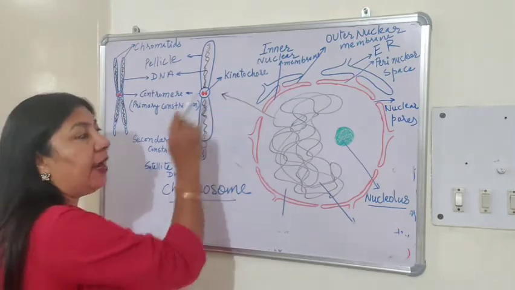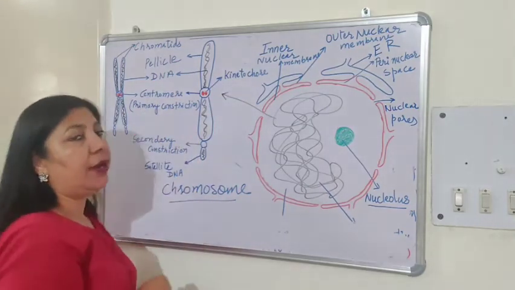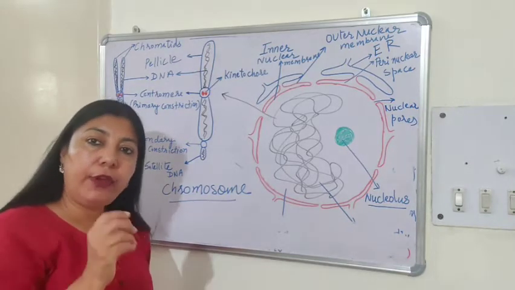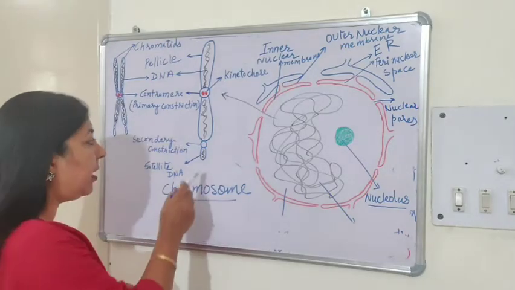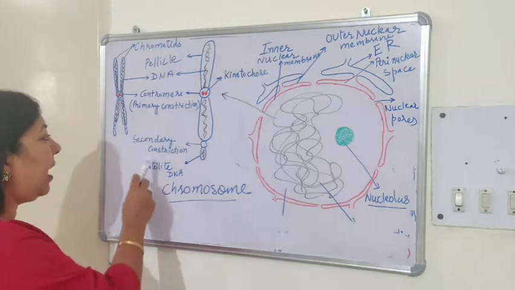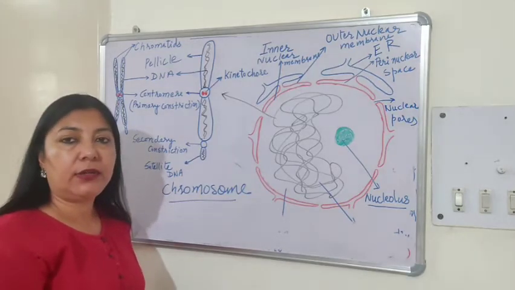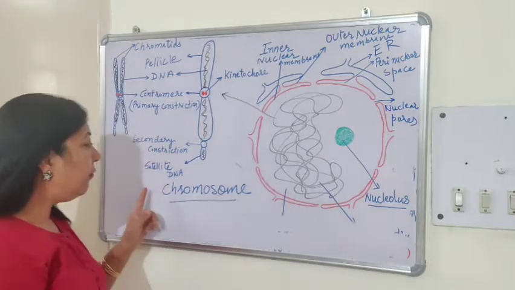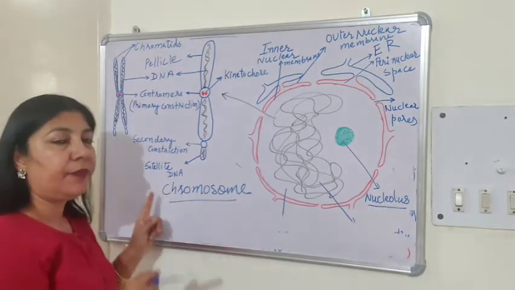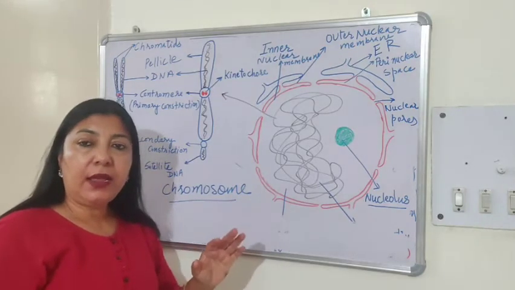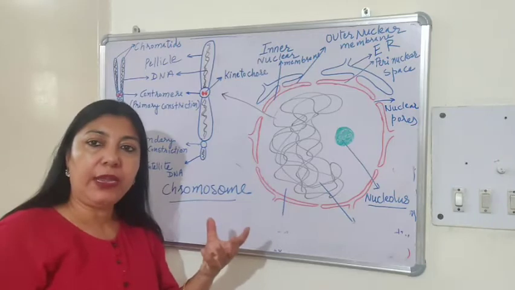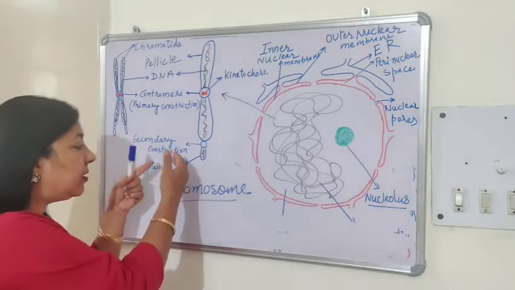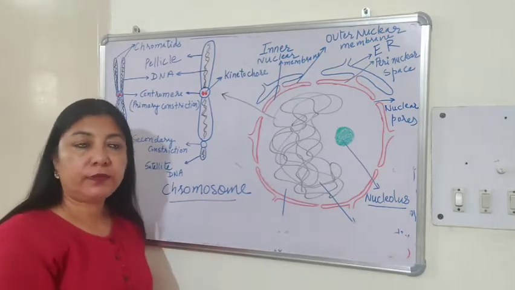Okay, so these kinetochores are there in the centromere. Most of the chromosomes have a single centromere, but a few chromosomes have an additional constriction, which is called the secondary constriction. After the secondary constriction, a small structure is there which is called satellite DNA. Though satellite DNA does not code for protein, it acts as a marker. So in DNA fingerprinting, it is the satellite DNA which is matched.